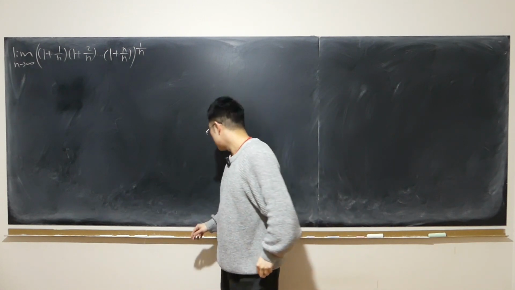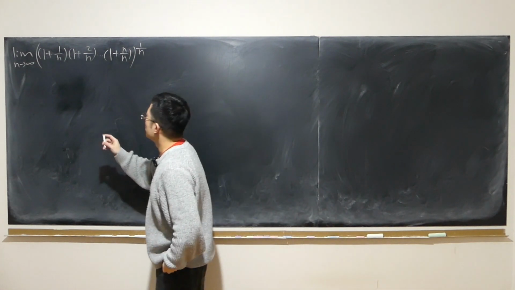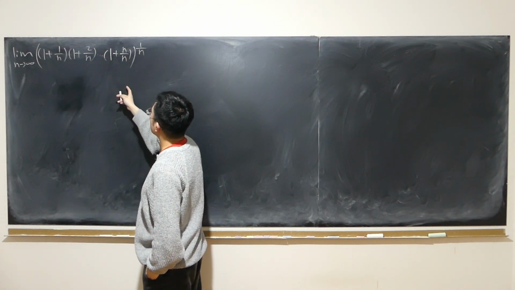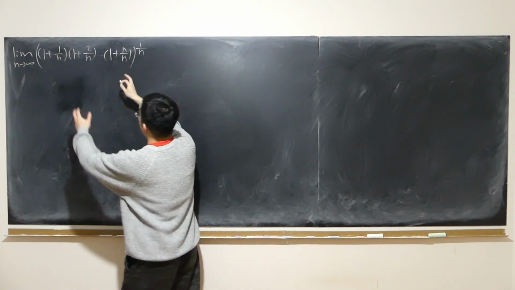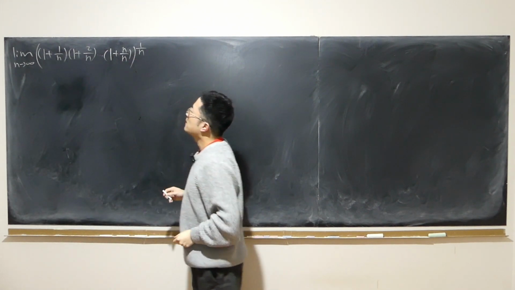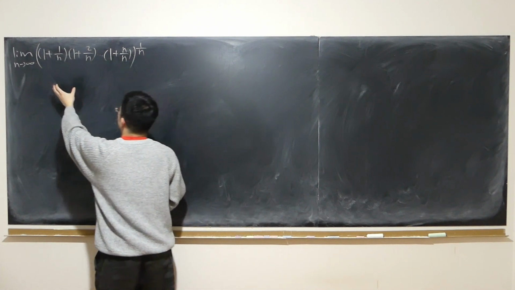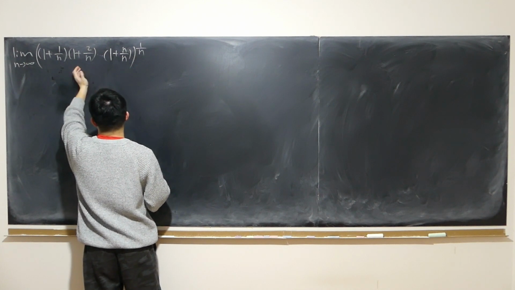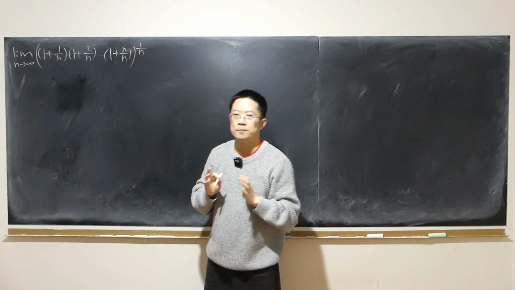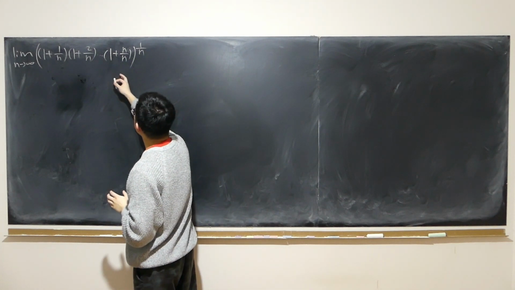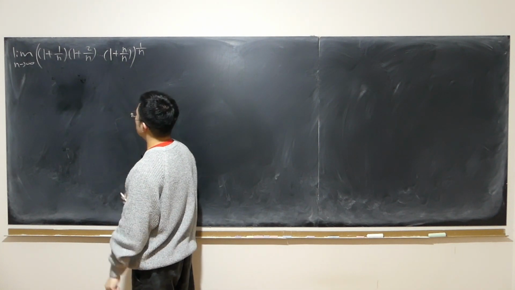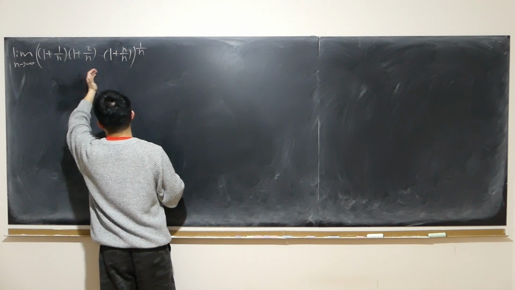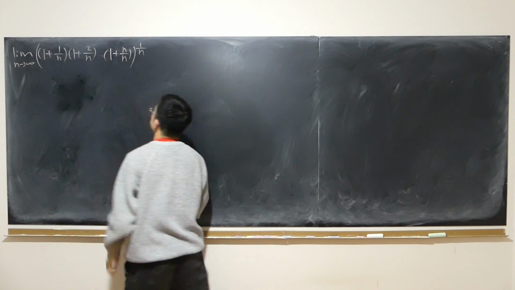Let's have a look at this limit. As n approaches infinity, we have (1 + 1/n)(1 + 2/n) all the way up to (1 + n/n), and the whole thing raised to the power of 1/n. So what's going on with this limit is that as n approaches infinity, the first term approaches 1, the second term also approaches 1. But the problem is that the last term is actually equal to 2. Perhaps the previous term also approached 2. And also we have infinitely many terms in here, so it's still undetermined.